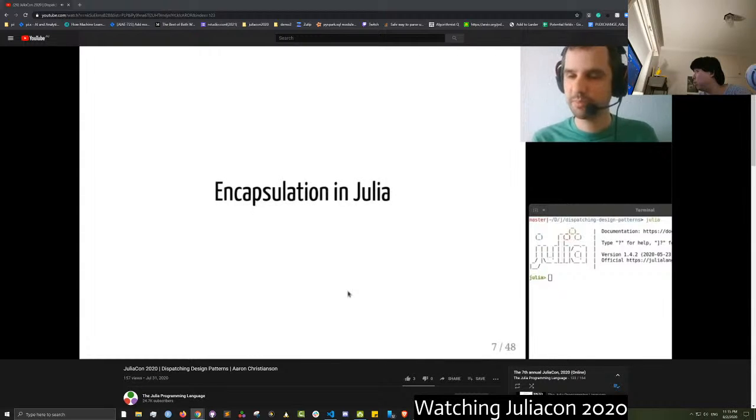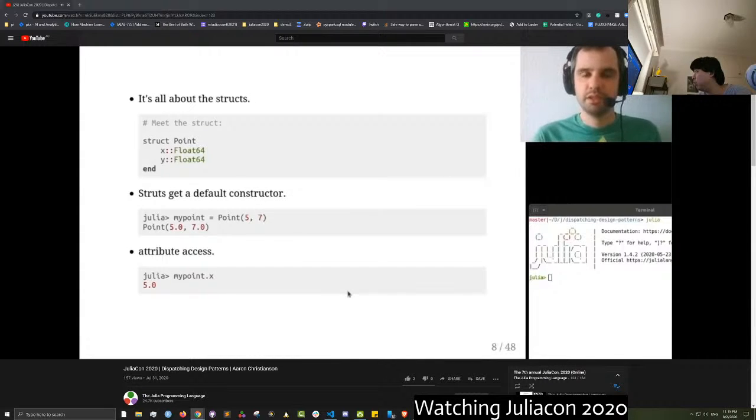So let's get to encapsulation in Julia. So in Julia, you have structs. A struct is just a name for the type and data fields. Now the data fields each have a name and they have a type. You don't technically have to have a type in Julia, but types on structs is probably the most important simple thing you can do for optimization in Julia.